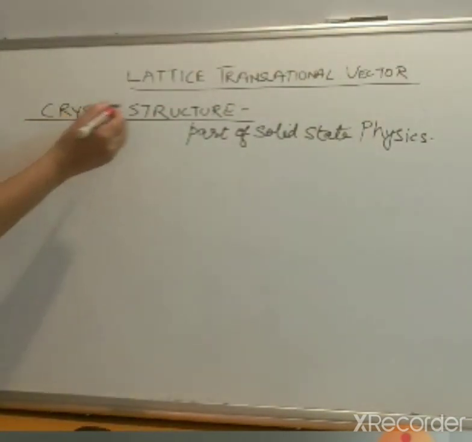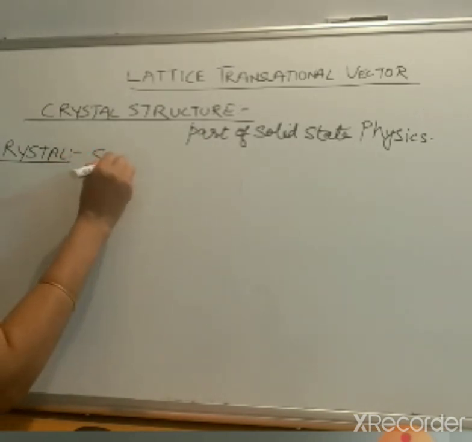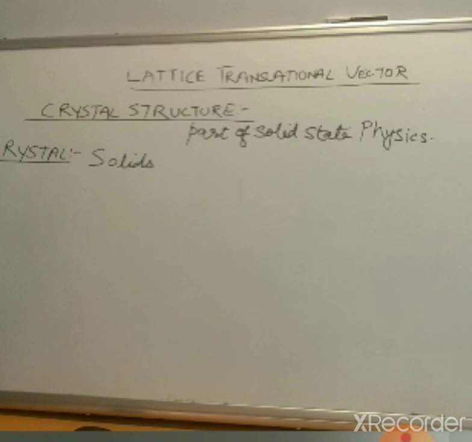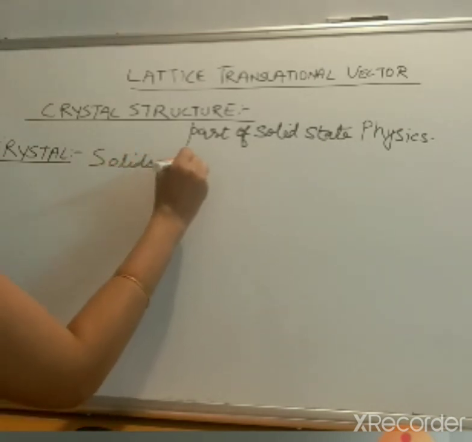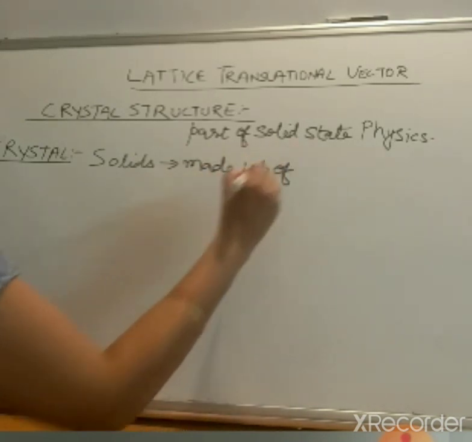Now, crystal structure, these two words can be split up into crystal and structure. First of all, crystal. What is crystal? In the universe, all the crystals exist in the form of solids, and solids are made up of atoms.